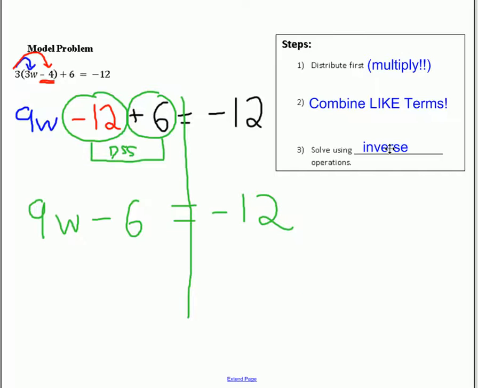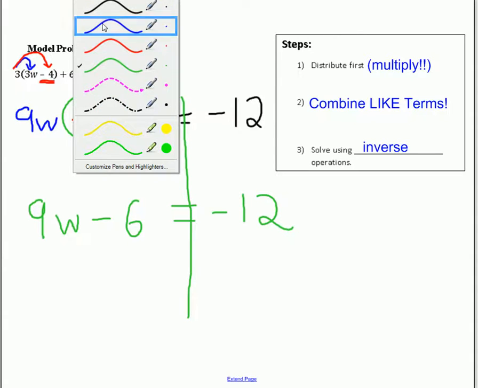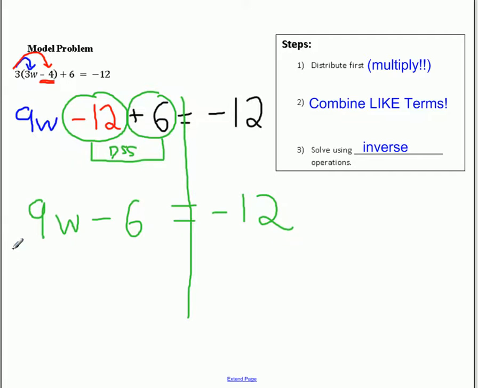Solve using inverse operations. Fill that in. And then we're going to solve this together. I know you know what to do, but I want to do it with you, so stick with me. You'll have time to do some by yourself.